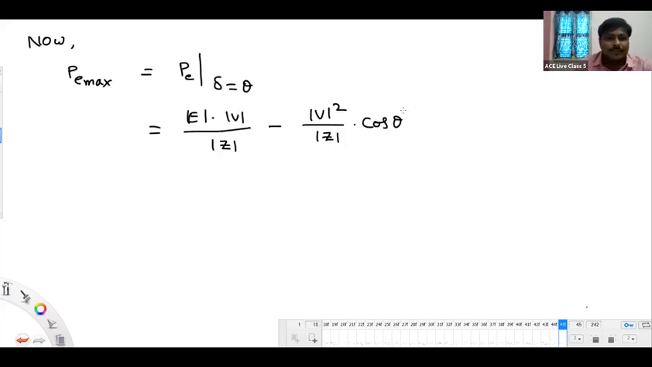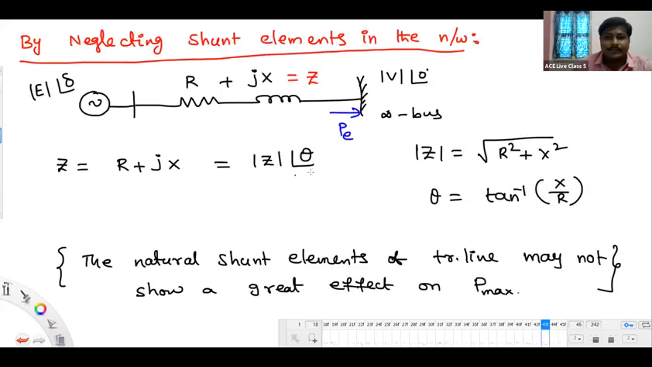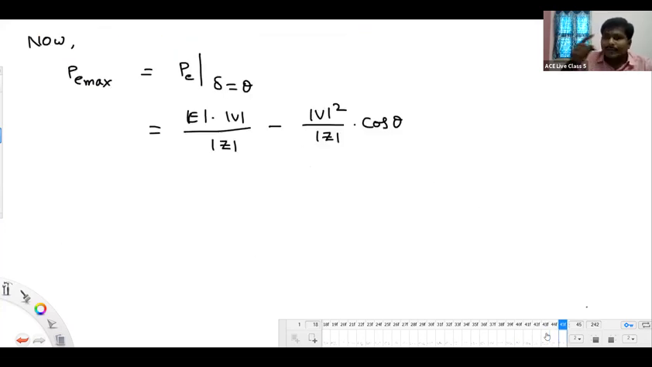Next thing. See, what is this theta we have taken? That is the impedance angle of this network, right? Theta is the impedance angle of the network. I will try to draw the impedance triangle. From that one, we'll take cos theta and substitute it in this.